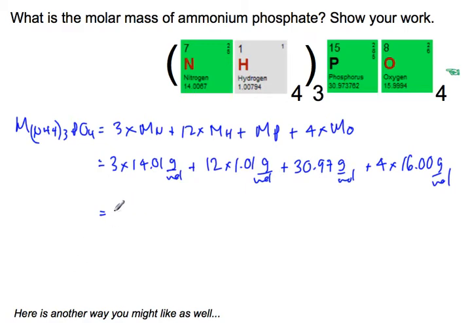And so we would do the math on those: 12 times 1.01, 4 times 16, 3 times 14, and we add them all together, and we come up with the molar mass of ammonium phosphate, that is 149.12 grams per mole. And so same thing, just a little more complicated because it is a slightly more complicated formula.